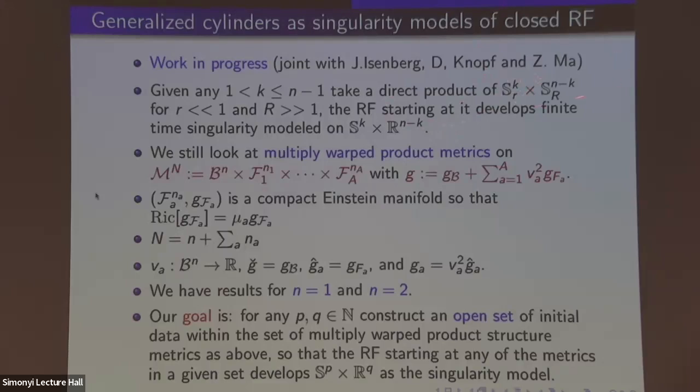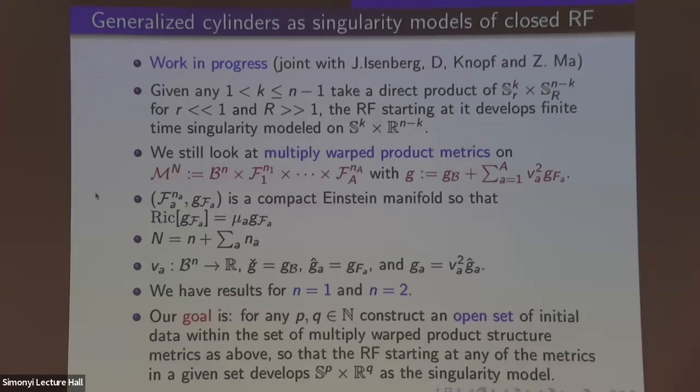Start with a direct product of a sphere of a very small radius and a sphere of a very big radius, and use that as initial data. Then the Ricci flow starting from something like that will develop S^k × R^(n-k). Remember, we expect this to be somehow like generic singularities. So we want to push this a little bit further. We would like to have an open set of initial data which develops this kind of singularities.